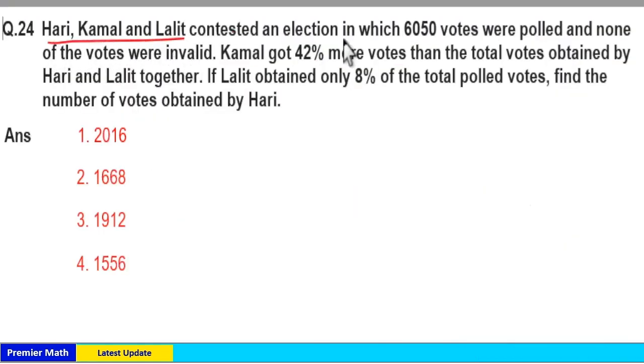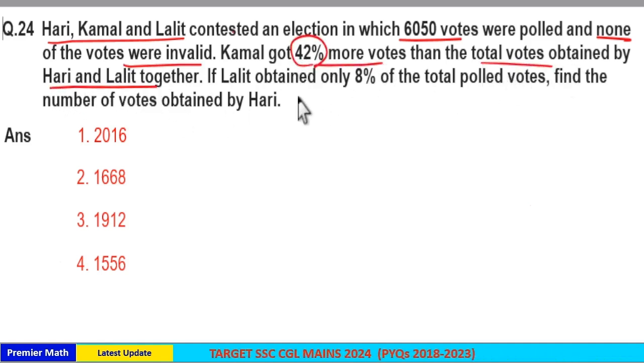Hari, Kamal and Lalit contested in an election in which 6,050 votes were polled and none of the votes were invalid. Kamal got 42% more votes than the total votes obtained by Hari and Lalit together.